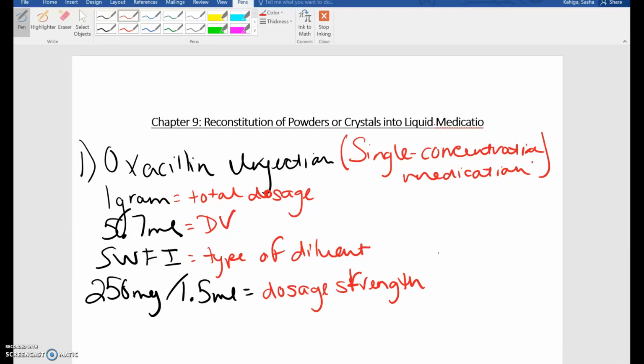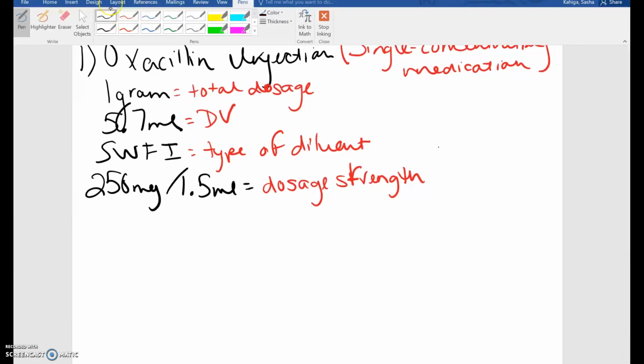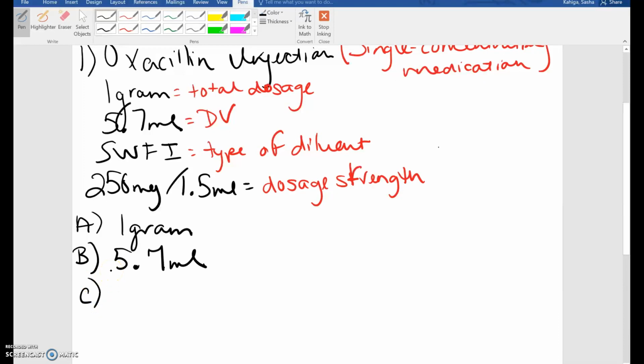All right. So the first question asks us, what is the total dosage of the medication found in the container? Well, A is 1 gram. We've already identified that. The next question, B, what volume of diluent is added to this medication for reconstitution? Well, we've already identified the diluent volume is 5.7 milliliters. C says what diluent is used for reconstitution. Well, we've identified that too. The type of diluent is sterile water for injection.